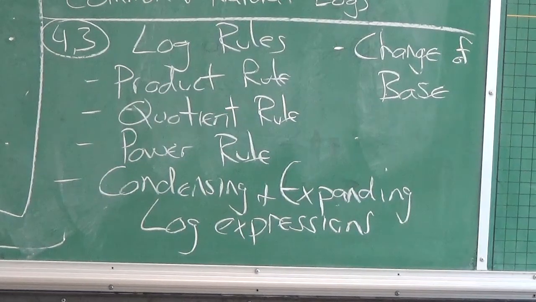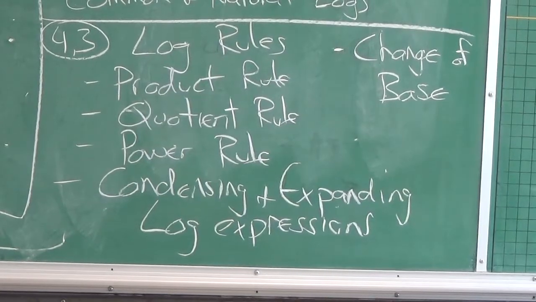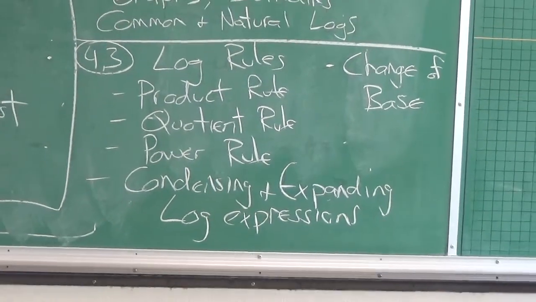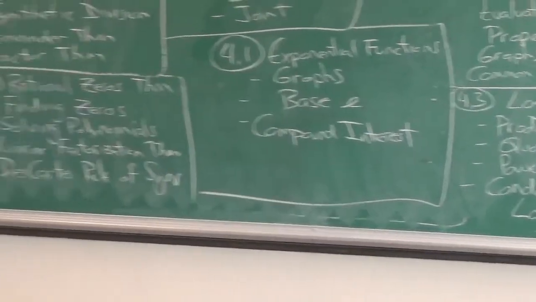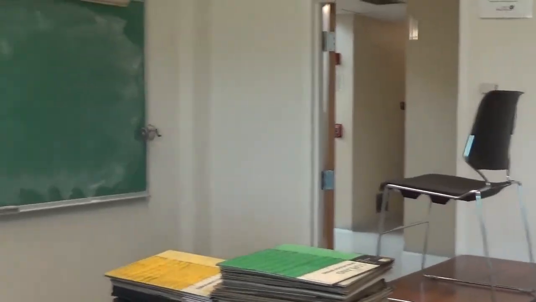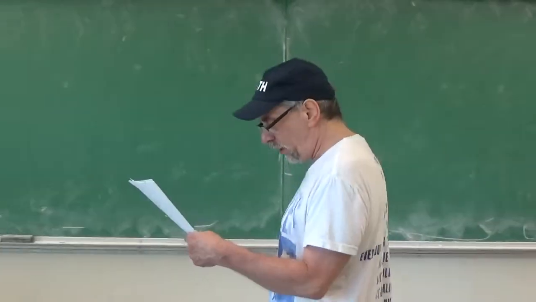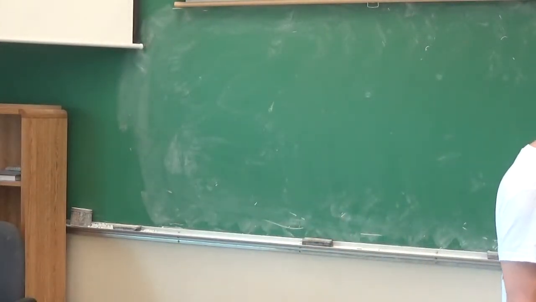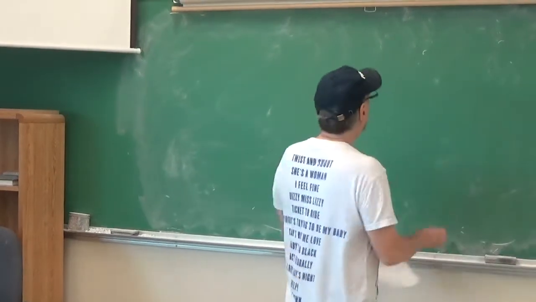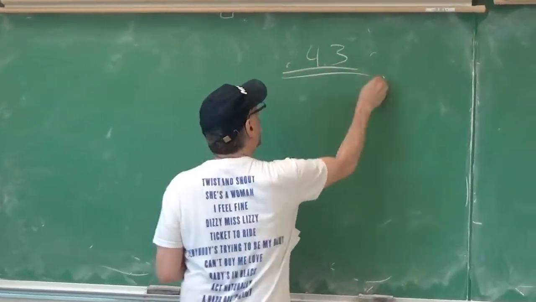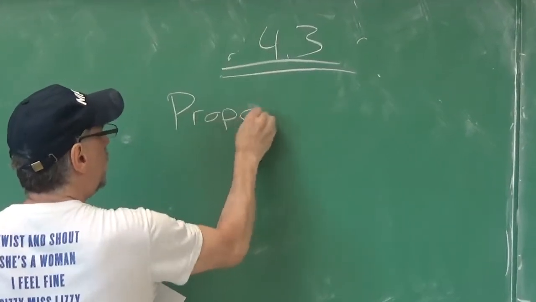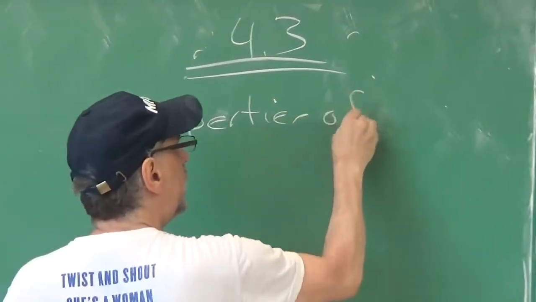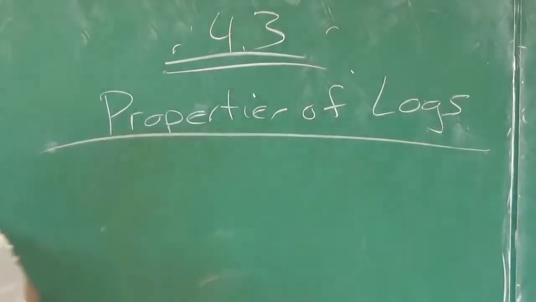4.3, continuing with our discussion of logarithms. So we've looked at the graph of the logarithm function. We've looked at the graph of the exponential function. We've talked about common logarithms. We've talked about natural logarithms, domains and ranges of exponentials and logs. So now we're going to use some properties of logarithms to manipulate logarithmic expressions. All right, so let's list the properties.